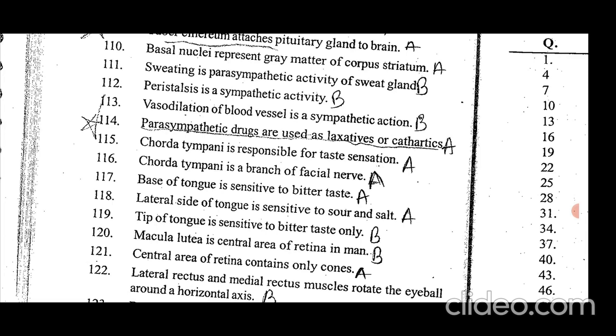Chorda tympani is responsible for taste sensation, and chorda tympani is the branch of the facial nerve. Parasympathetic drugs are used as laxatives and cathartics.